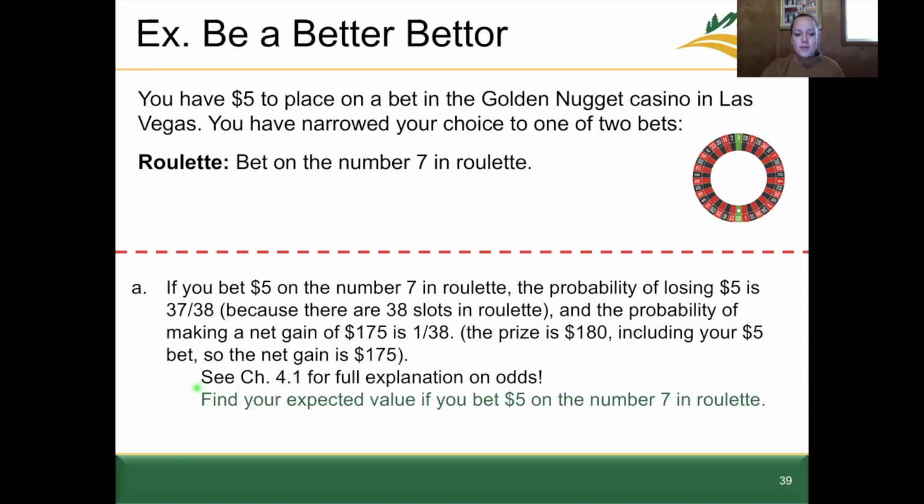Then continuing with part A, we're going to find our expected value, remember that terminology, if you bet $5 on the number 7 in roulette. The reason we want to find the expected value here is because we want to compare that for roulette and craps and decide which is ultimately the better bet.